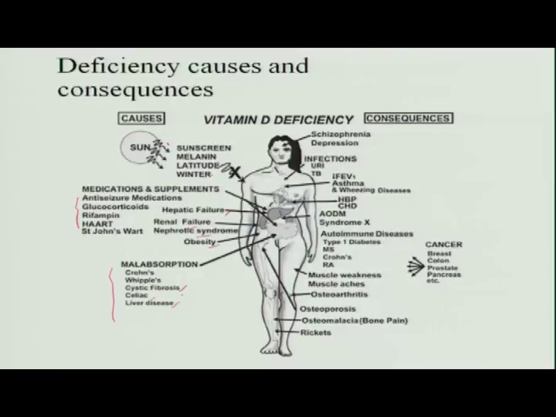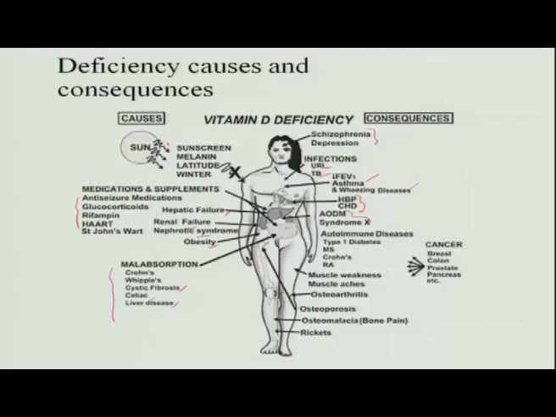Now, when the deficiency is occurring, the consequences occur in the brain, like schizophrenia and depression. Then there may be infections of the lungs, which may cause upper respiratory tract infection, tuberculosis, asthma, and wheezing diseases. Then the cardiovascular function also may be affected. There may be high blood pressure and coronary heart disease. Then in the pancreas, you may have syndrome X, and it may lead to diabetes mellitus.